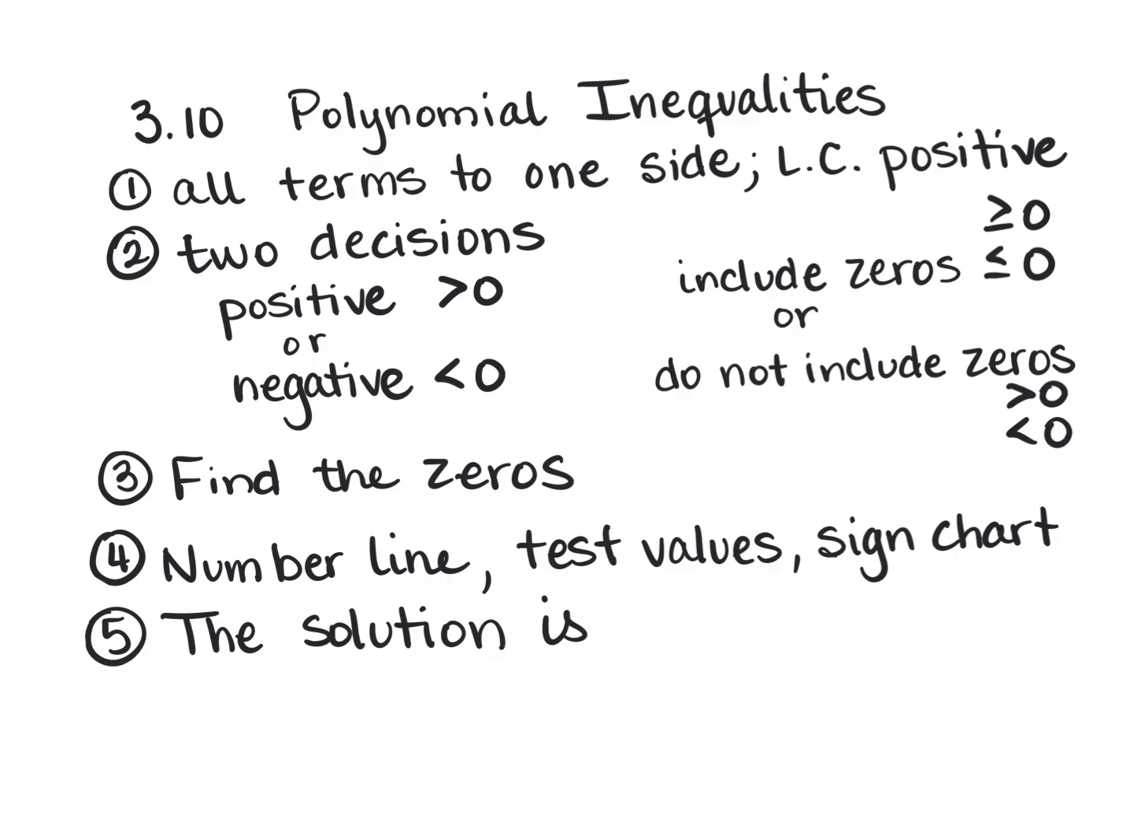The next thing you do is find where the actual zeros are, so that's going to tell you where it hits the x-axis, touches it, or crosses it. Then we go to putting those zeros on a number line. We will use test values with a sign chart, which we'll do several examples of, and when you finish, you say the solution is and type out your answer in interval notation.